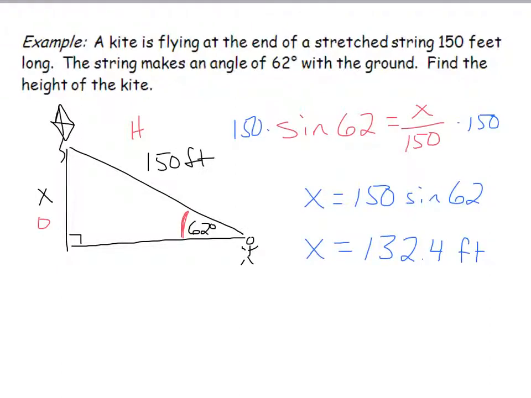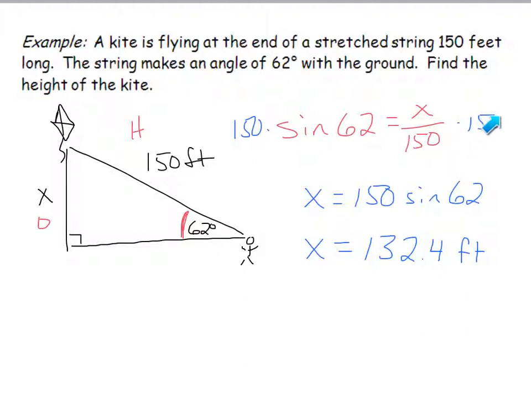All right, in this problem, hopefully you saw how to use the sine ratio, because I've got my angle 62, I have the opposite side, and I have the hypotenuse. So that means opposite over hypotenuse would be sine of 62 equals x divided by 150.